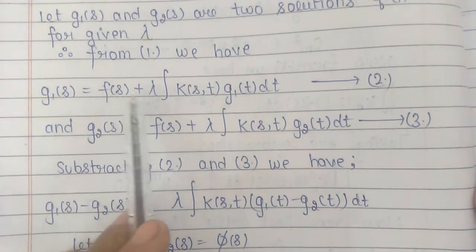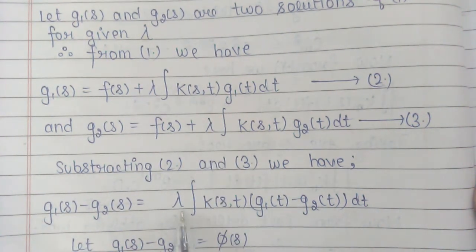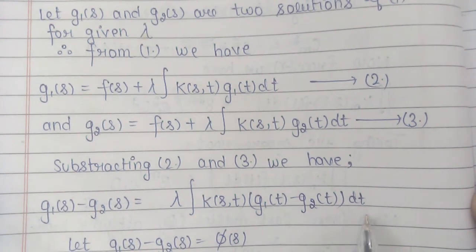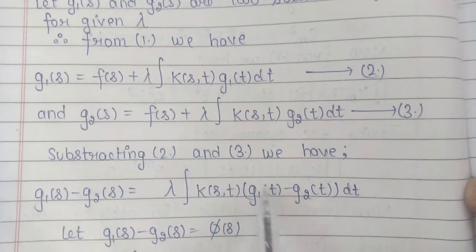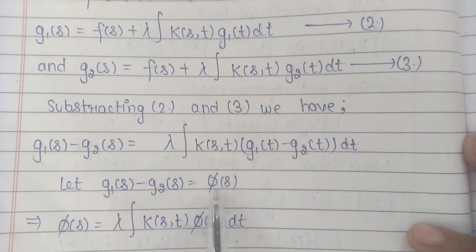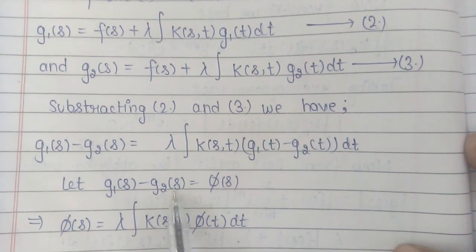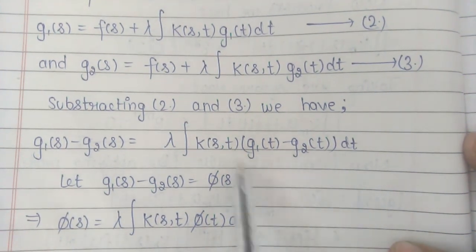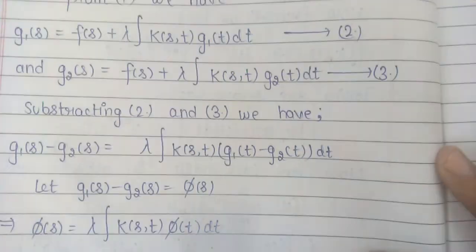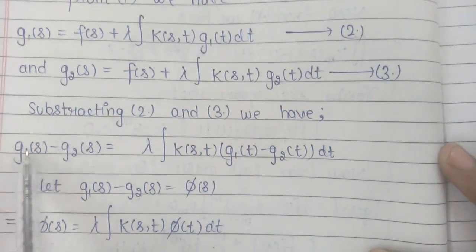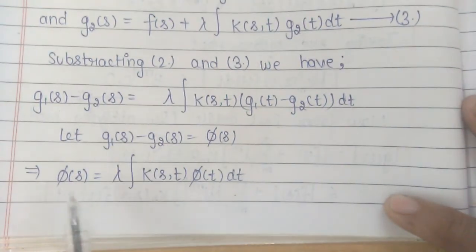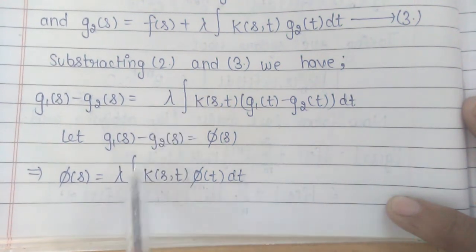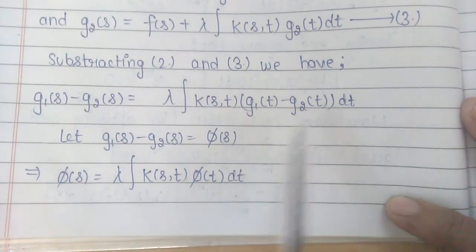g2(s) is equal to, after subtracting, lambda integral k(s,t) [g1(t) minus g2(t)] dt. Now the difference of g1 and g2 we have denoted by a function phi, because that is a function of s, so we have denoted it by phi(s). Now using the notation here we get this equation, and here also g1(s) minus g2(s) we have denoted by phi(s). Here we get lambda integral k(s,t) phi(t) dt.